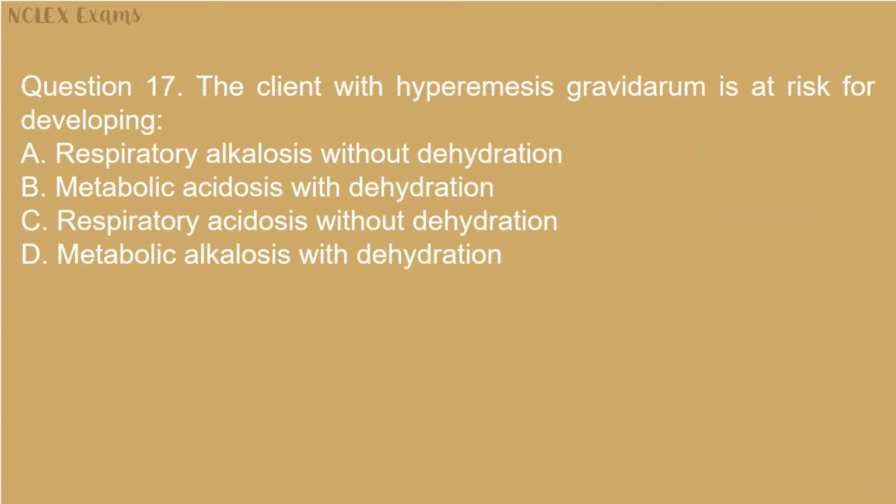Question 17. The client with hyperemesis gravidarum is at risk for developing A. Respiratory alkalosis without dehydration. B. Metabolic acidosis with dehydration. C. Respiratory acidosis without dehydration. D. Metabolic alkalosis with dehydration.